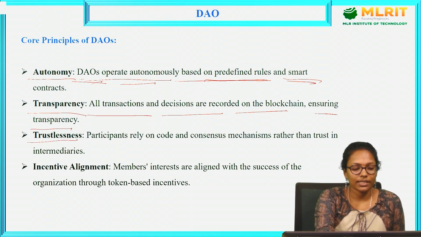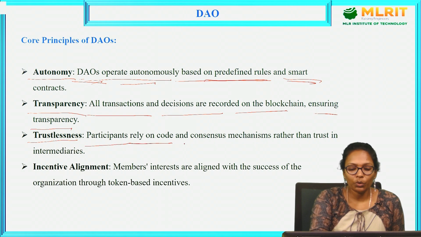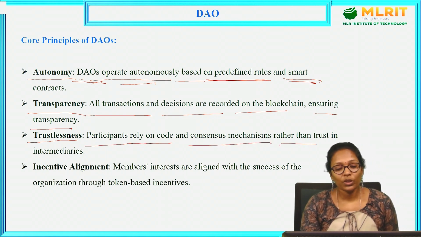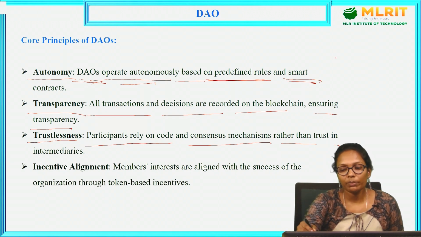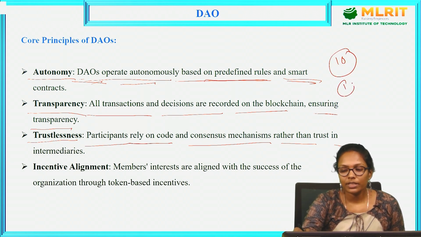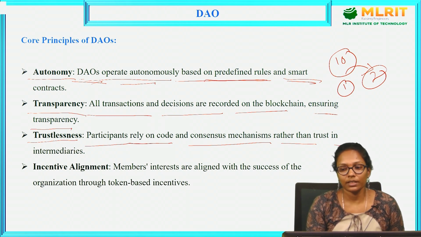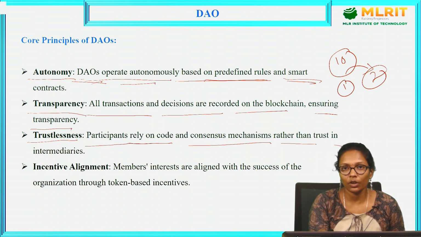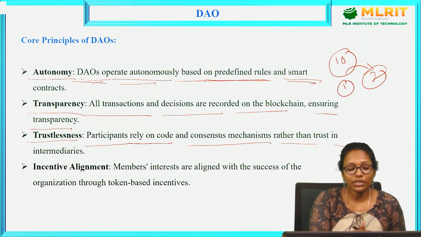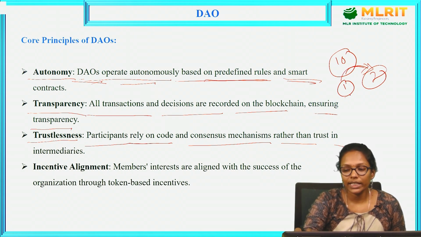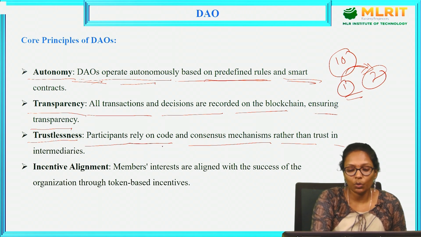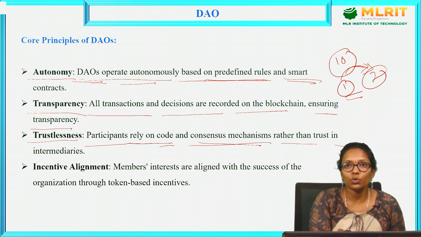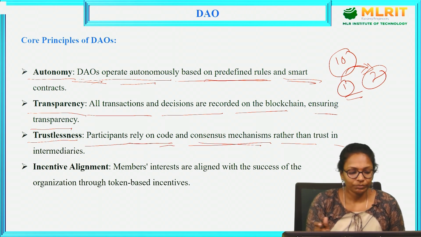And trustlessness. Participants rely on code and consensus mechanism rather than trusting intermediaries. If the organization consists of 10 members, and one person does not trust another person, then how can both join the same organization? Because it is using blockchain, we don't need to trust each other here. We are just depending on the code and the consensus mechanism used in the blockchain technology.